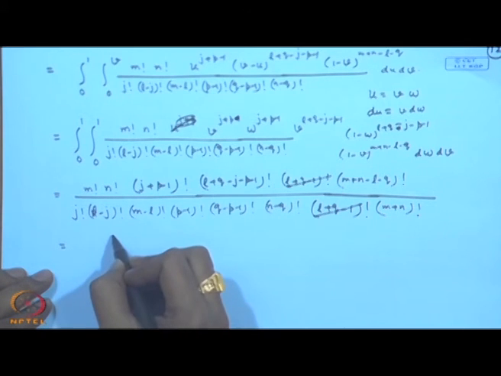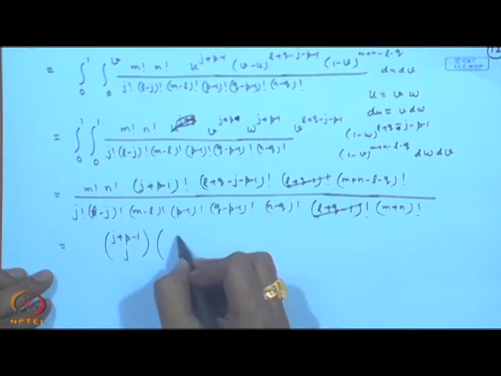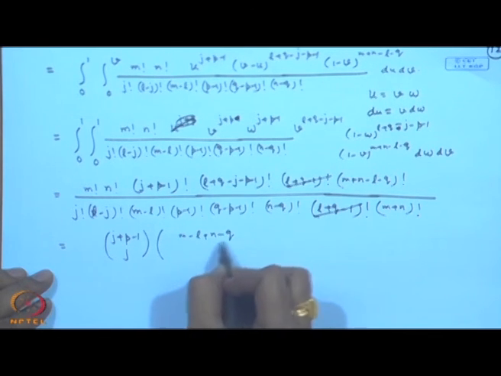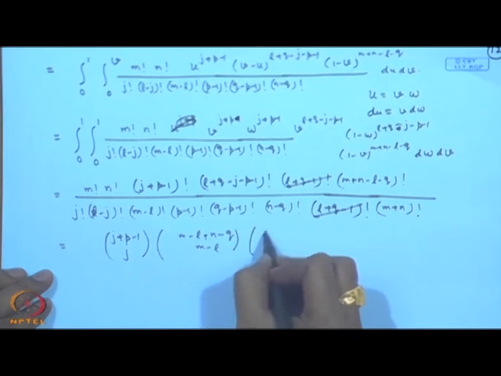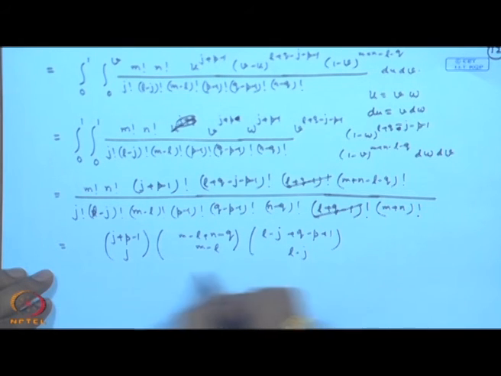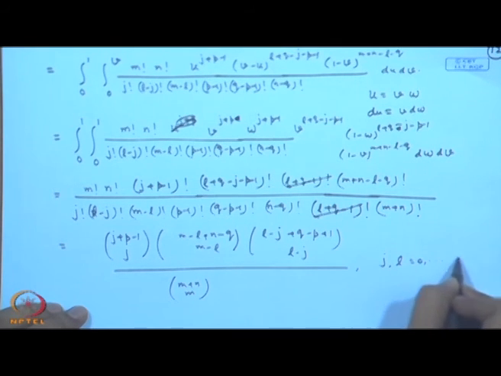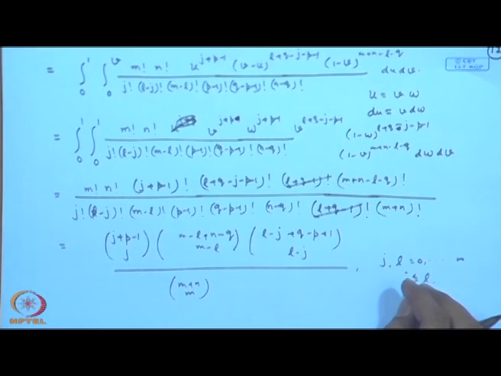So, this becomes (j plus p minus 1) c j, then this is (m minus l plus n minus q) c (m minus l), (l minus j plus q minus p plus 1) c (l minus j), and this is (m plus n) c m, where j and l are from 0 to m, j is less than or equal to l. So, this is something like a bivariate hypergeometric distribution.